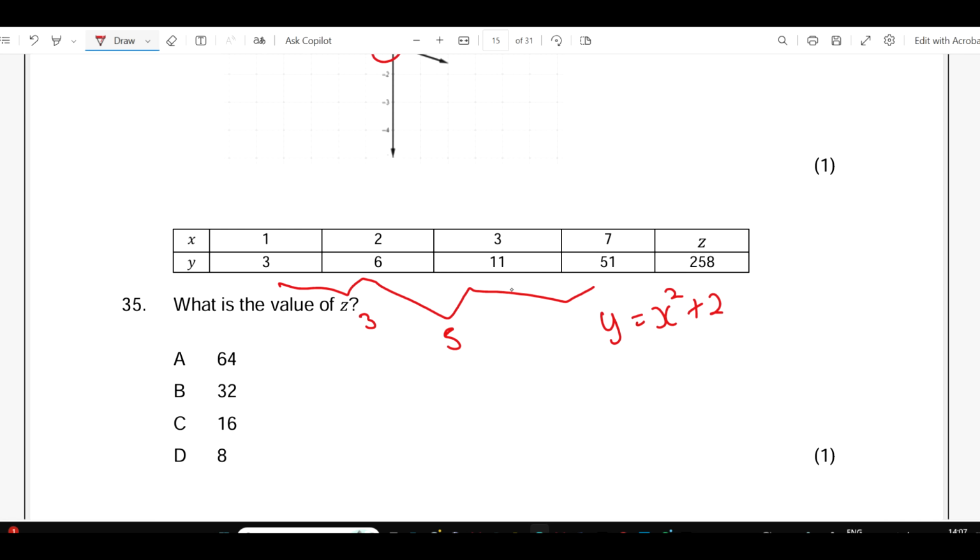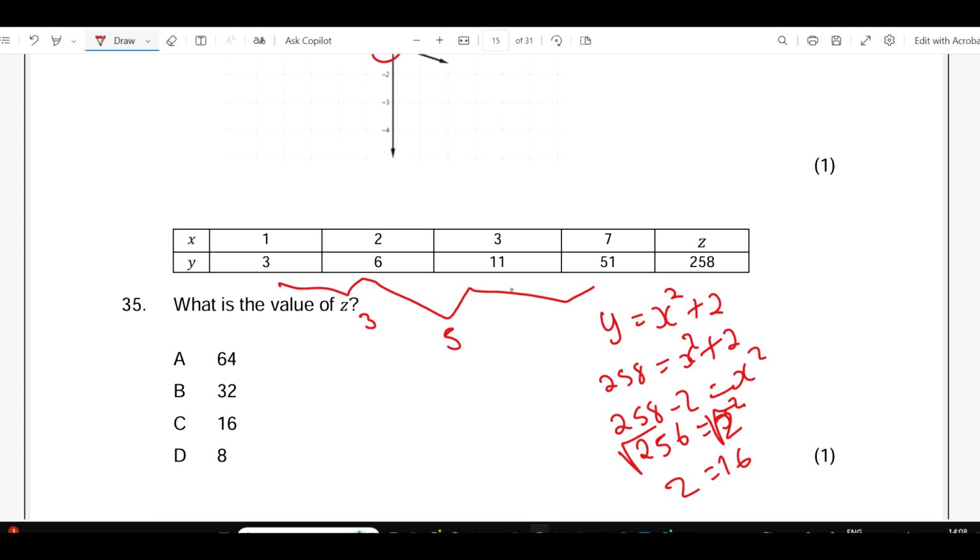So in order for me to get z, it's going to be 258 equals x squared plus 2. I'll take this to the other side. It's going to be 258 minus 2 equals x squared. So the answer is going to be 256. This is z squared. And then I will square root both sides. Therefore, z is going to be 16. The correct answer is 16.